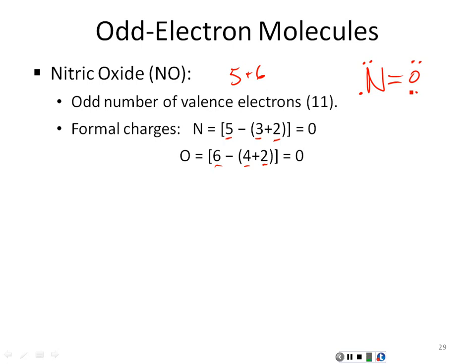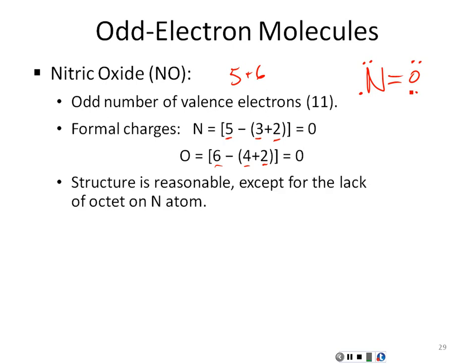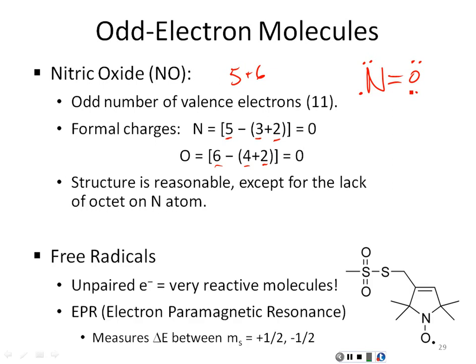The only problem really is that nitrogen doesn't have a full octet, but we don't have enough electrons to give nitrogen a full octet. So the structure is really reasonable, except again for our lack of an octet on the nitrogen atom. Molecules like this are known as free radicals. And why is that? Because they have one unpaired electron. So one of the non-bonding electrons is unpaired. And these tend to be very reactive molecules.